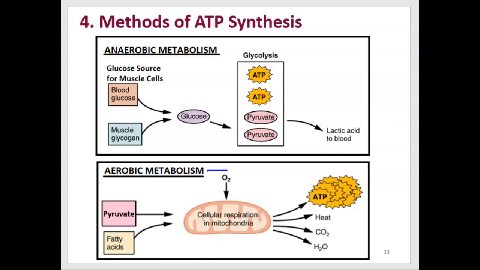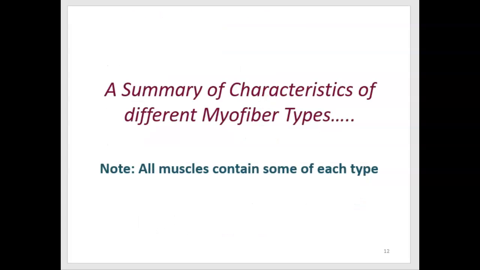Okay, let's look at a summary of the different myofiber types related to all those adaptations that we talked about. And when we do this, when we're talking about myofiber types, we're talking about cells. Okay, there's different types of cells. And I think it's important to remember that all muscles contain some of each type of cell.